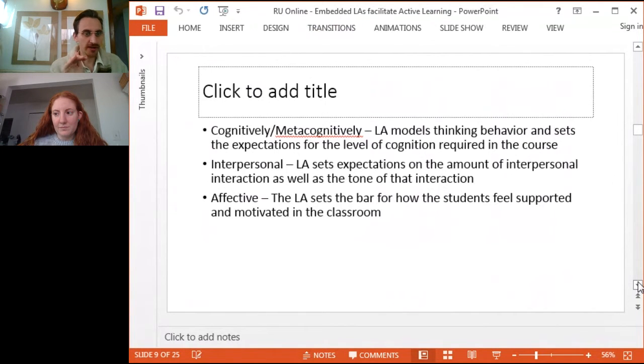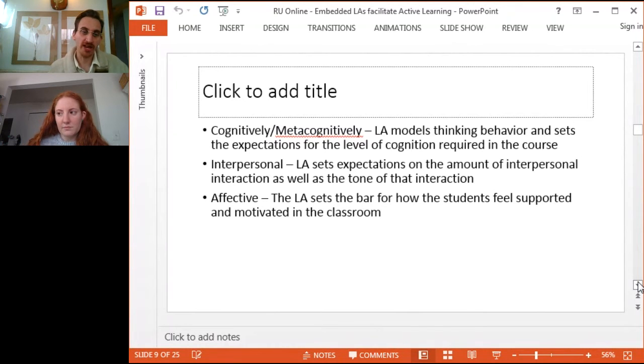Similarly, there is an interpersonal climate that the learning assistant is setting. If a learning assistant walks up to a group of students and they're all sitting quietly and not engaging with one another, the learning assistant is going to get them engaging and set that expectation that, hey, in this class, you have to interact, okay? And not only are they setting the tone for what level of interaction, how much interaction, but also what is the tone of that interaction, okay?